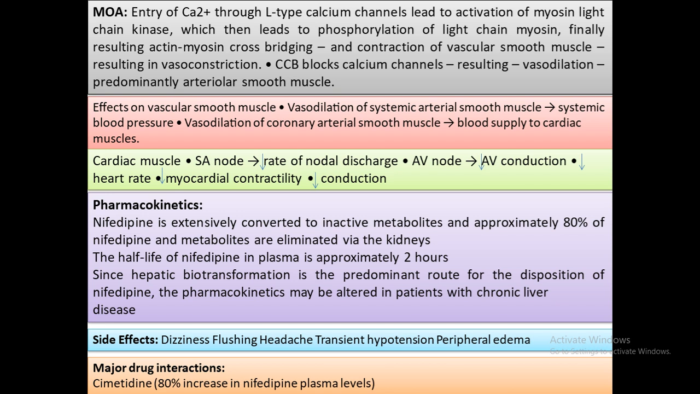So calcium channel blockers block the calcium channel, resulting in vasodilation, predominantly of arteriolar smooth muscle. Vasodilation of systemic arterial smooth muscle decreases the systemic blood pressure, and vasodilation of coronary arterial smooth muscle increases the blood supply to the cardiac muscle. On cardiac muscle: at the SA node it decreases the rate of nodal discharge, at the AV node it decreases AV conduction, and it decreases the heart rate, decreases myocardial contractility, and decreases conduction.